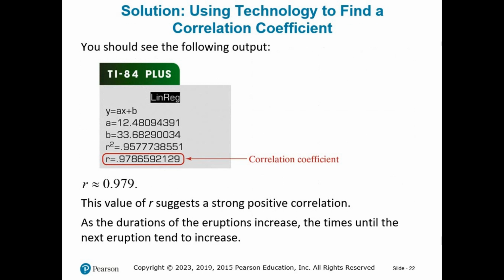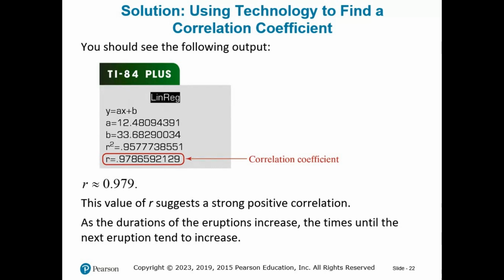You should have gotten the output you see here with an R result of about 0.979. This value suggests a strong positive correlation. As the durations of the eruptions increase, the times until the next eruption tend to increase. So we can state that it seems to be a strong indicator of a positive correlation.